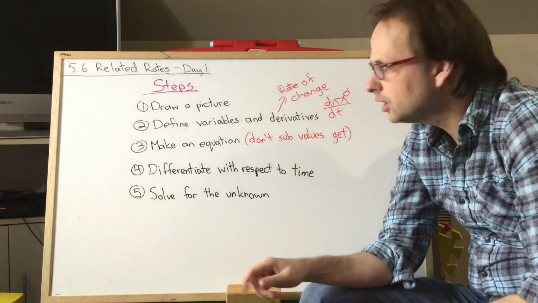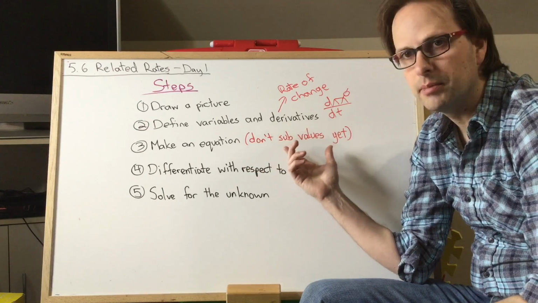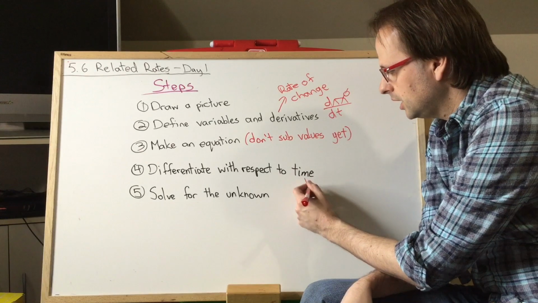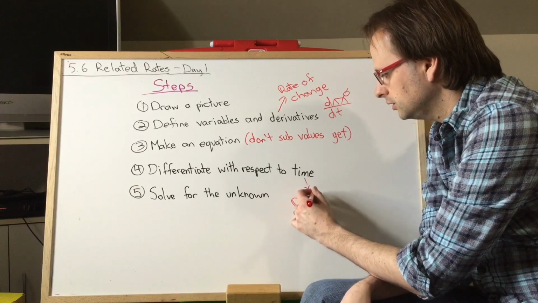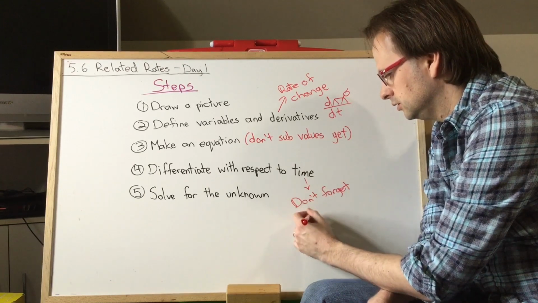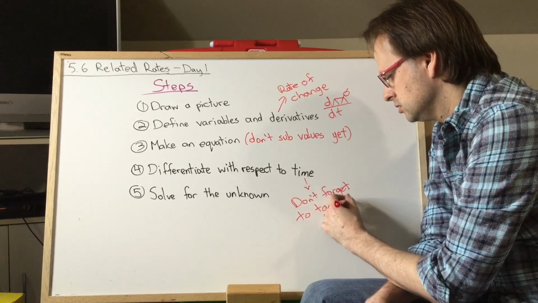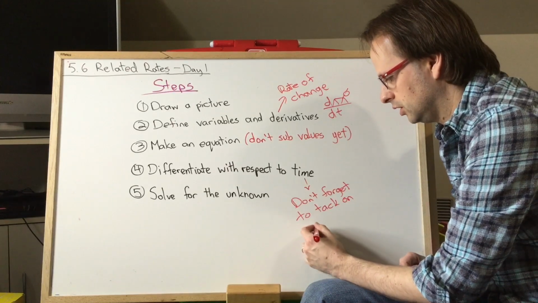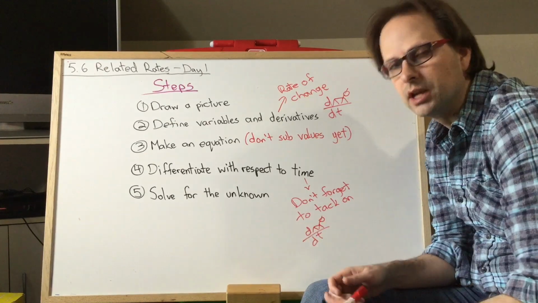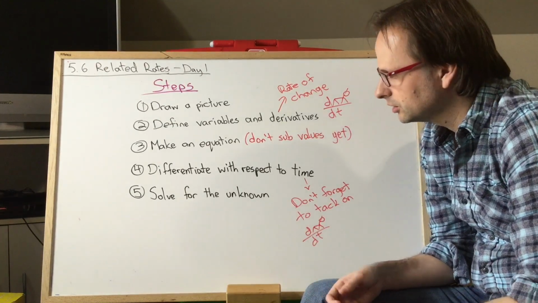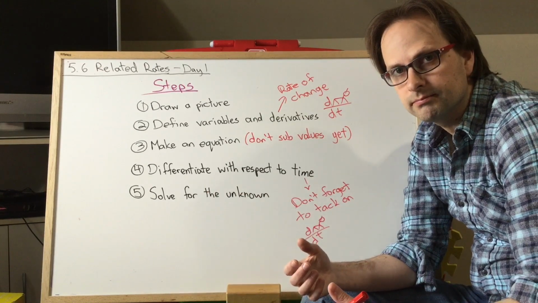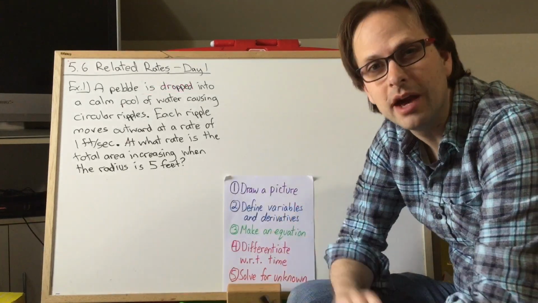After we've defined what we know, we're going to make an equation. Don't sub any values yet. Next, you're going to differentiate with respect to time. And when you do that, don't forget to tack on those derivatives, the derivative of whatever we're talking about with respect to time. Don't forget about implicit differentiation, essentially. And finally, we'll be able to solve for the unknown.